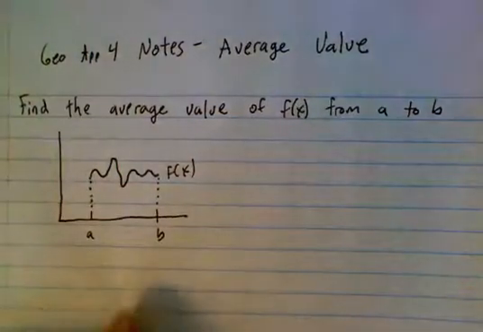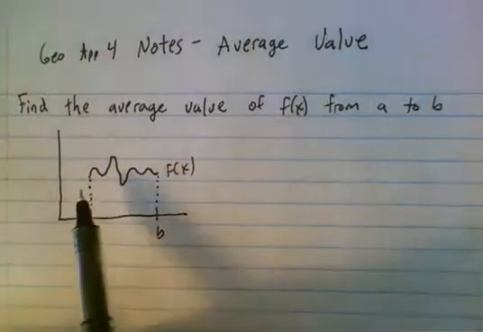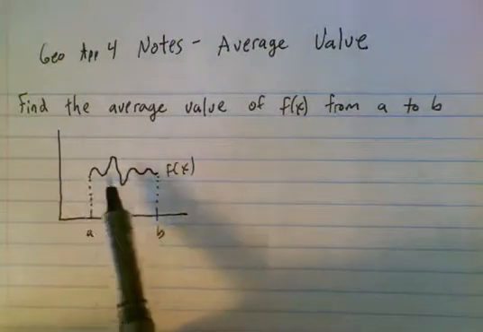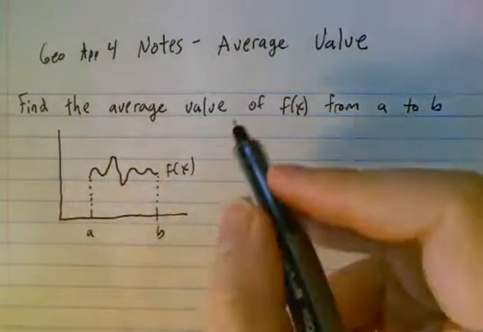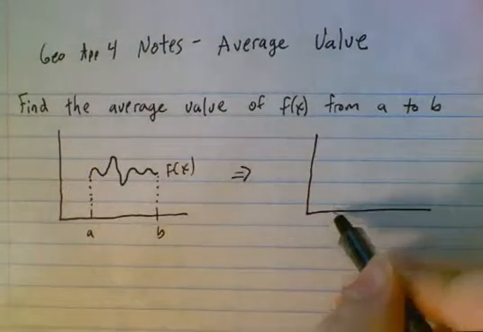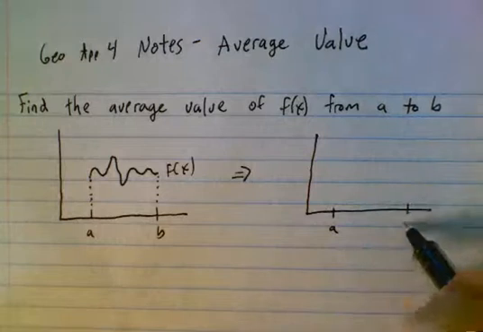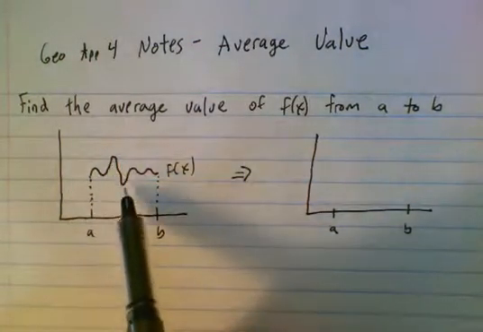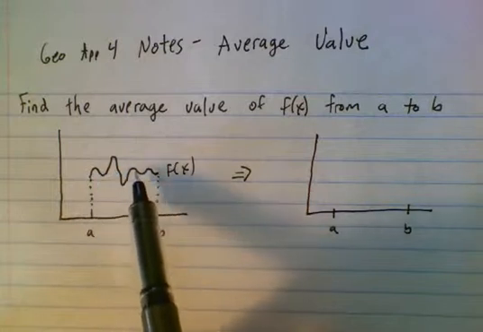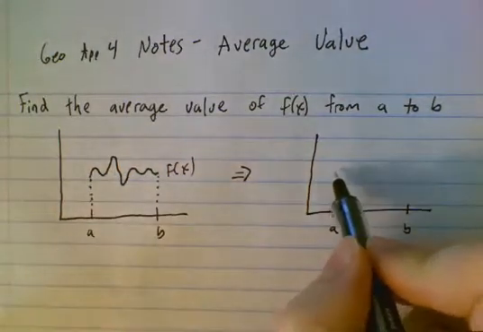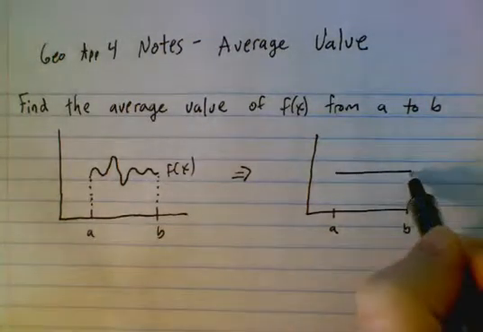And so what we're going to do is imagine taking this curve and smoothing it out until the height of every single point from a to b is the average value. Some of these are going to come down, some are going to come up, but we're going to fill in until we have a nice flat curve that's equal to the average value. That's probably going to be somewhere right about there.